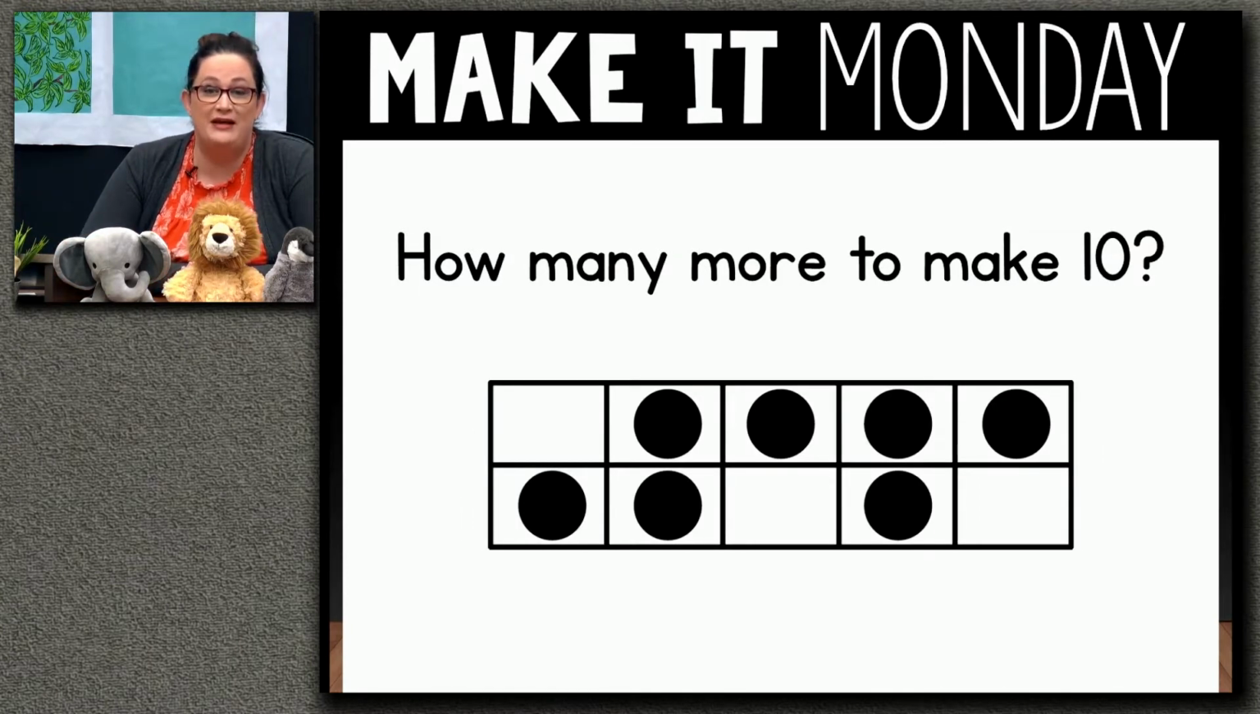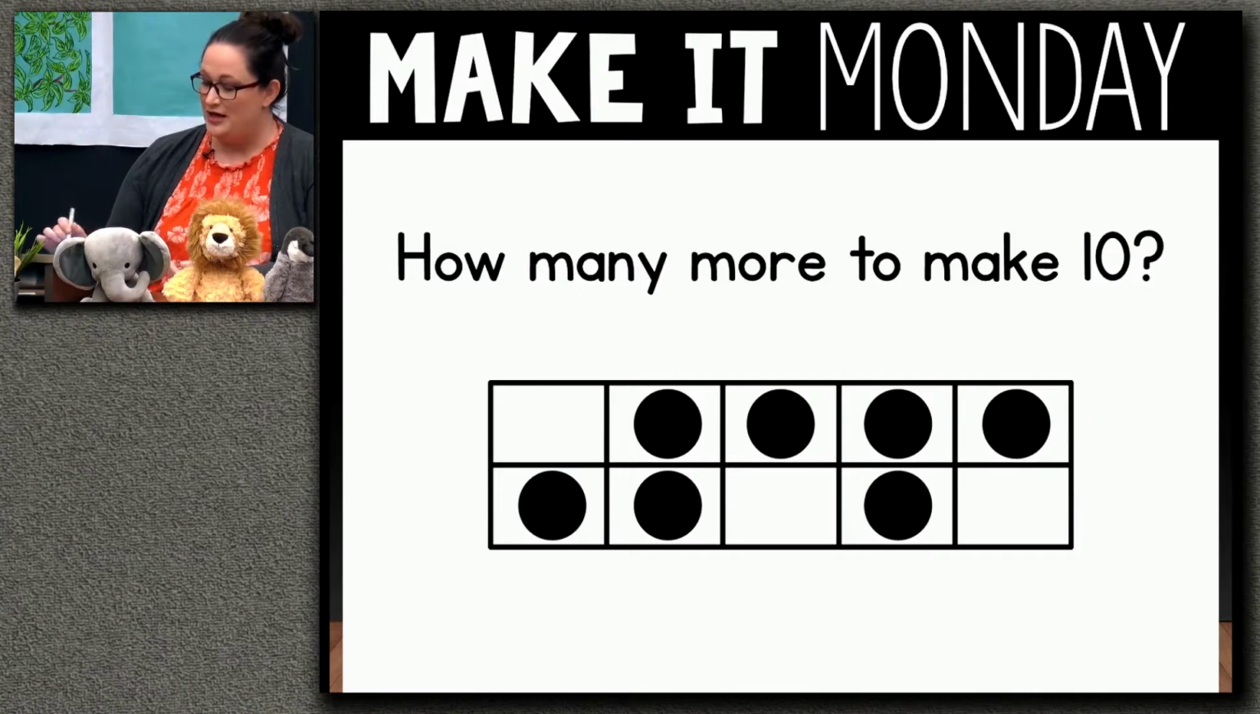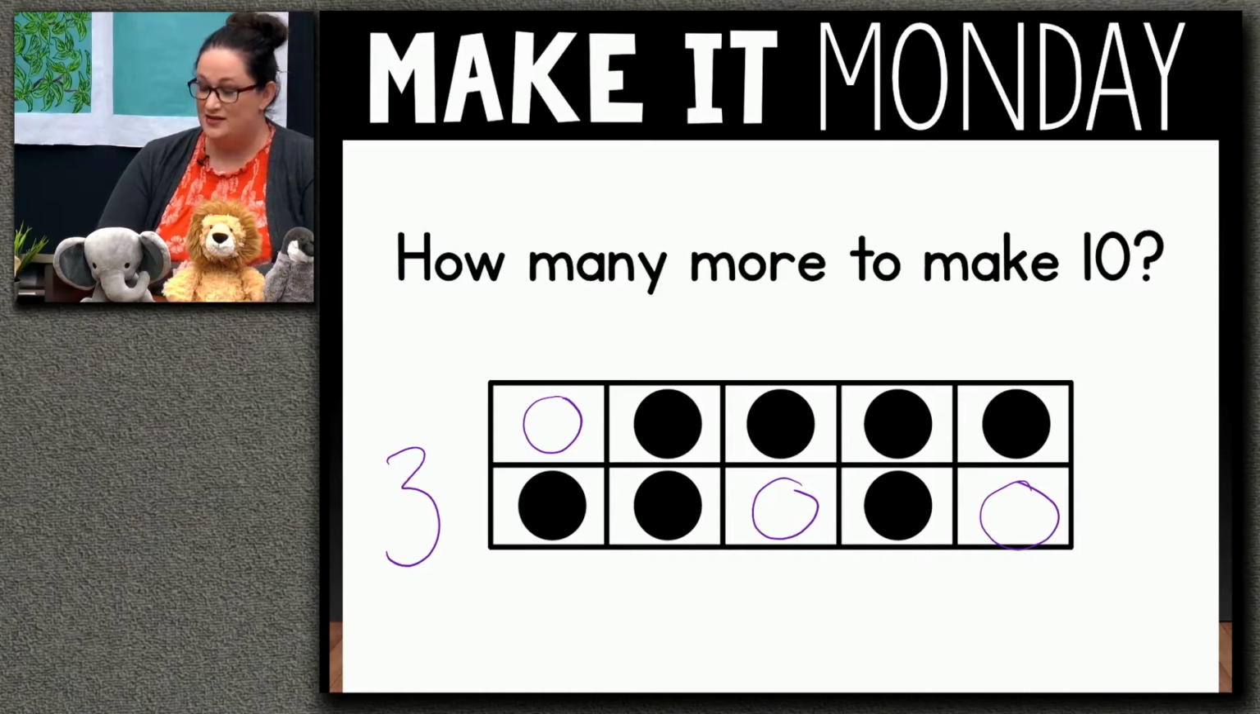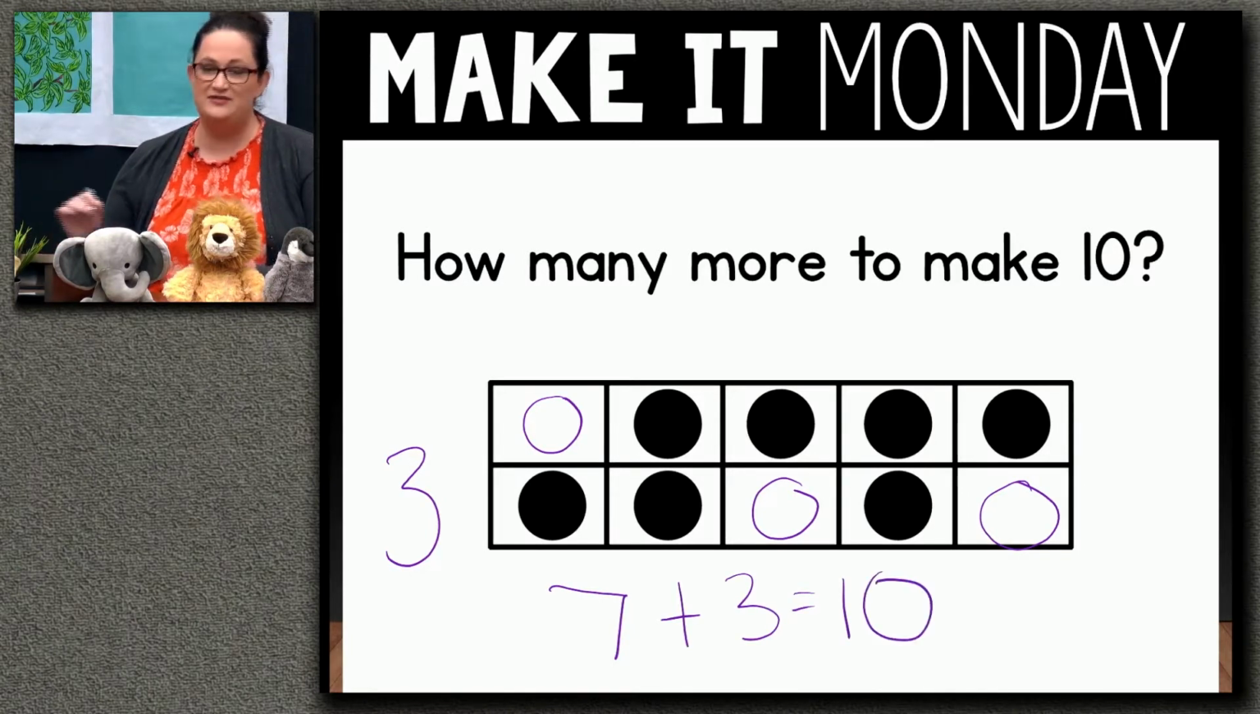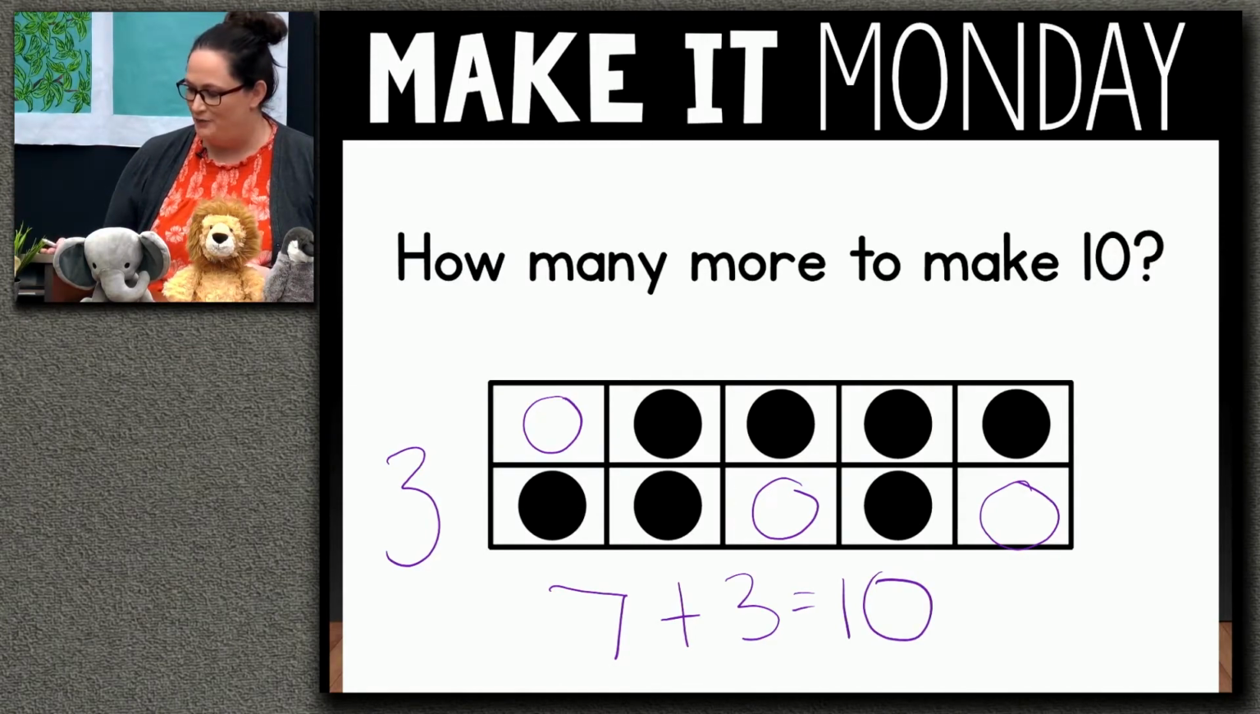How many more to make 10? How did you know that, Mabel? You counted how many empty boxes there were. Mabel said we need 3 more because there's 1, 2, 3 empty boxes. So how many black dots do we have? 7 plus 3 equals 10. Yes, we know our friends of 10. And the friend that goes with 3 to make 10 is 7. Great job, friends at home.